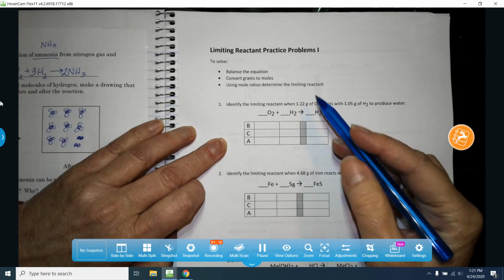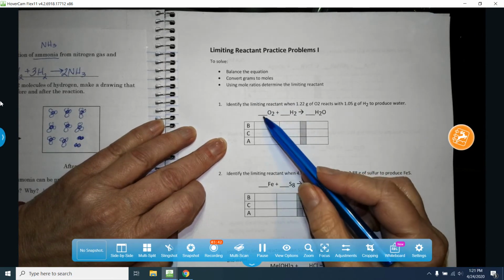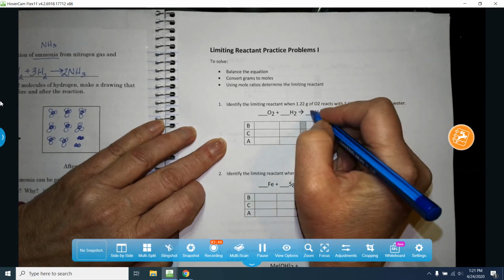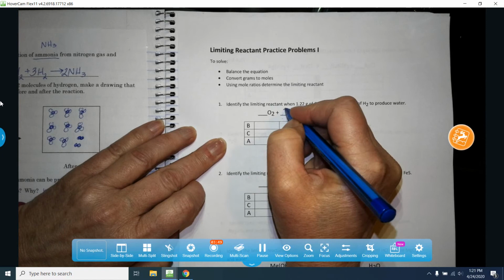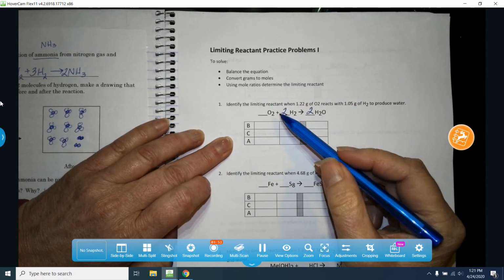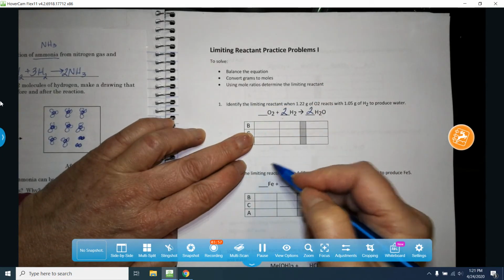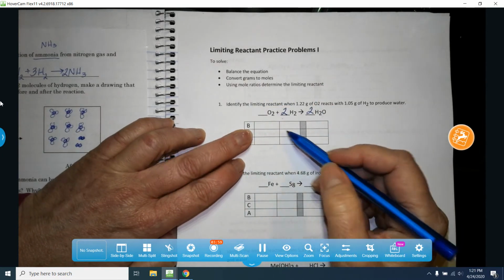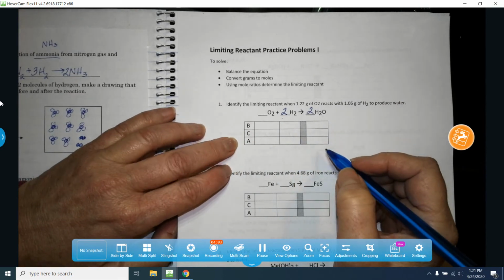So first step, you're going to balance the equation. To balance this, I have 2 oxygens there, so I need 2 oxygens here. That gives me 4 hydrogens here, so I've got to put a 2 there. This one you can do in your head. Remember, if you can't do it in your head, put another piece of paper here, make an inventory of everything and balance it with the tricks that I showed you.